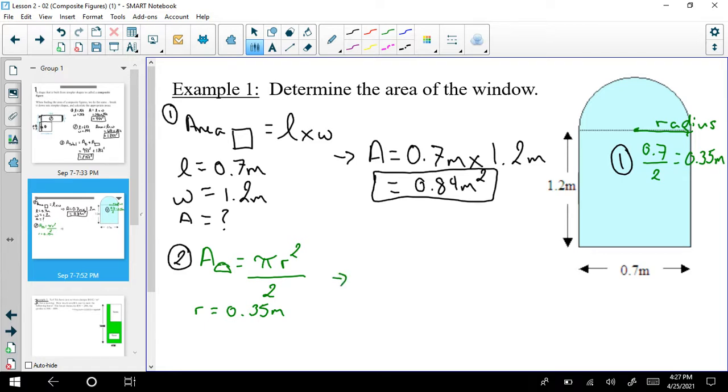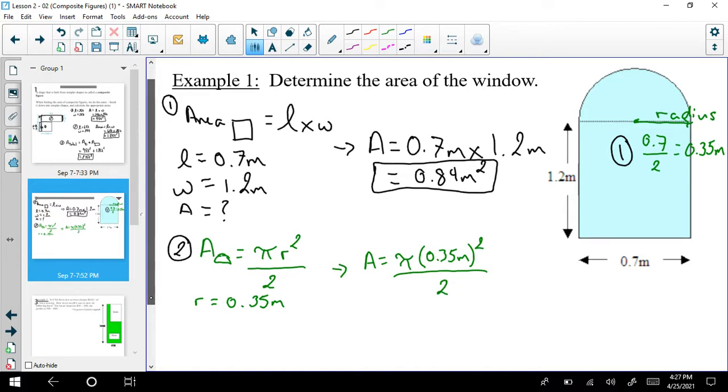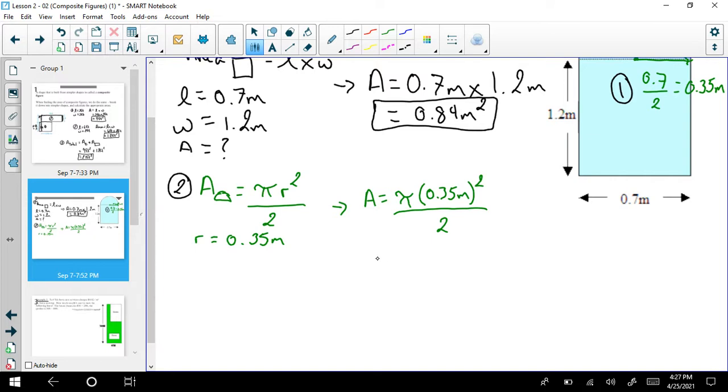So I can now plug my information into my area equation. My area equals my lovely pi symbol, and put my 0.35 meters for my radius, square it, and then divide that by 2. Perfect. So then what I do first, remember, is the exponent. I would always do 0.35 meters squared before I think about doing anything else.